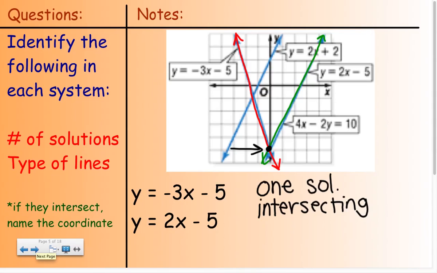Now remember, we always go left or right first. So we went left or right 0, and then we went down 1, 2, 3, 4, 5. So my coordinate point is 0, negative 5.